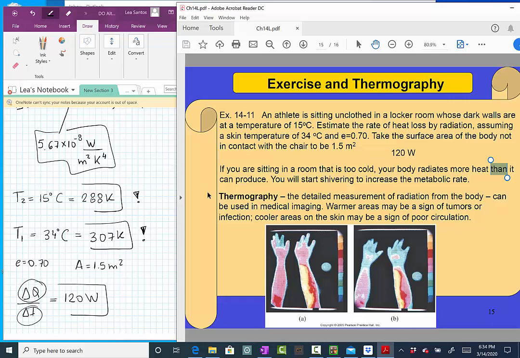The last part of this slide is an interesting comment about thermography, which is another resource to try to detect if there is any problem with our body. Parts of the body that radiate more are usually a sign of a tumor or an infection. So if we get an image from the radiation from the body, we can maybe detect an infection. And parts that do not radiate much are usually signs of poor circulation. So this is the end of this slide, and the end of the solution for this problem, and the end of the discussion for convection.